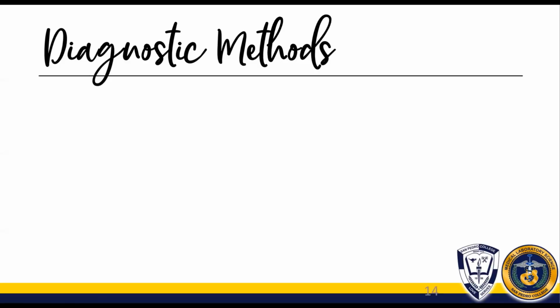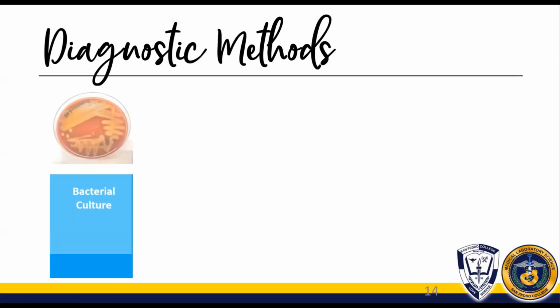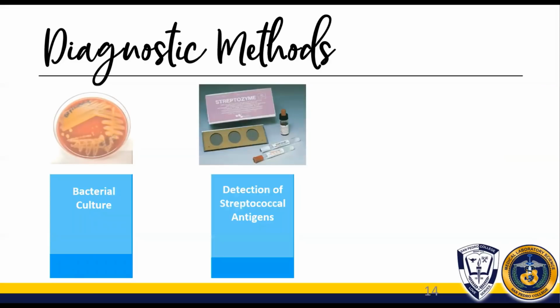Now, streptococcal infection can be detected by the following methods. Of course, bacterial culture is a very good diagnostic tool because through bacterial culture, we will be able to isolate and identify the causative agent, which is the Streptococcus pyogenes. Therefore, definitive siya and less prone to error when properly done. We can also detect for the presence of streptococcal antigen.